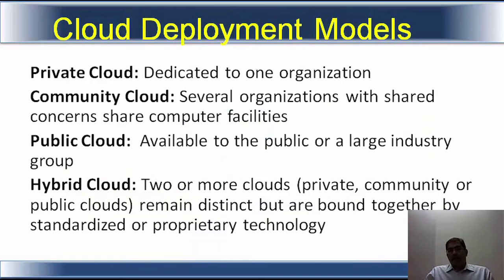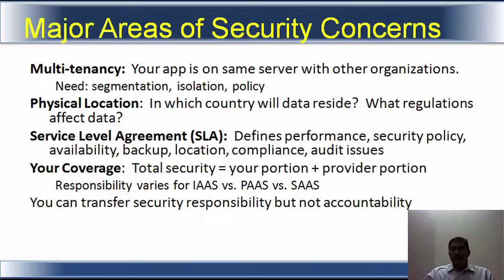We have different cloud deployment models, like a private cloud which is dedicated to one organization, a community cloud where several organizations with shared concerns share the common facilities, a public cloud which is available to the public or a large industry group, and a hybrid cloud, two or more clouds. It can be a combination of private, community or public, which remain distinct but are bound together by standardized or proprietary technology. There are major security concerns in cloud also.